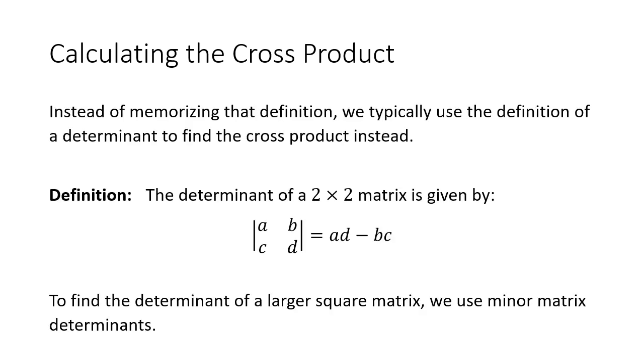Typically, to calculate a cross product, we use what's called a determinant. A determinant is a feature of square matrices, and we'll start with a 2 by 2. The determinant of a 2 by 2 matrix is given by multiplying basically the corners. In this case, A times D, and then multiplying the other corner, B times C, and finding their difference, subtracting the two of them. And that's how we calculate the determinant of a 2 by 2 matrix. If we're doing a larger square matrix, we do what's called minor matrix determinants.